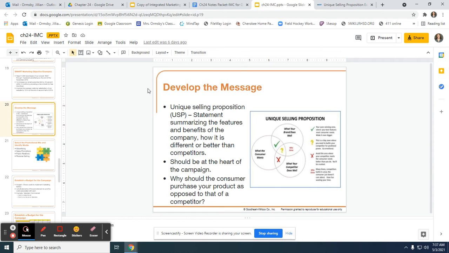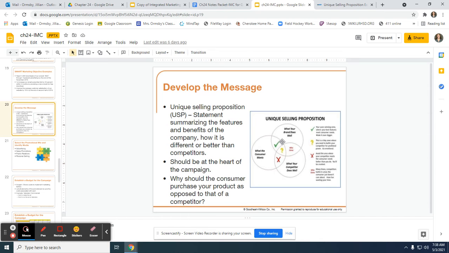So, when we're developing the message, we need to identify what our unique selling proposition is. So, this is a statement summarizing the features and benefits of the company and how it is different or better than its competitors. When you're developing an integrated marketing campaign, your unique selling proposition or your message should be the heart of the campaign. And it should really focus on why the consumer should purchase your product as opposed to the competitors. So I have a little graphic over here.